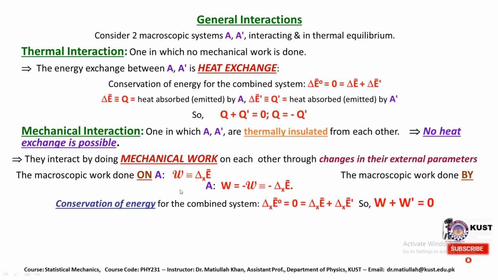So they interact by doing mechanical work on each other through changes in their external parameters. So the macroscopic work done here, the magnitude of macroscopic work done, W, is equal to del XE. The magnitude of W should be equal to minus w, that is equal to minus del XE. So the conservation of energy is again valid for the combined system, and the magnitude of the total work done, W plus W dash, should be equal.